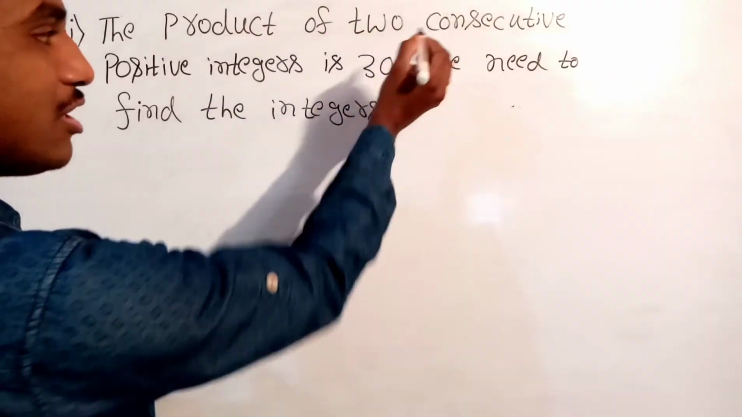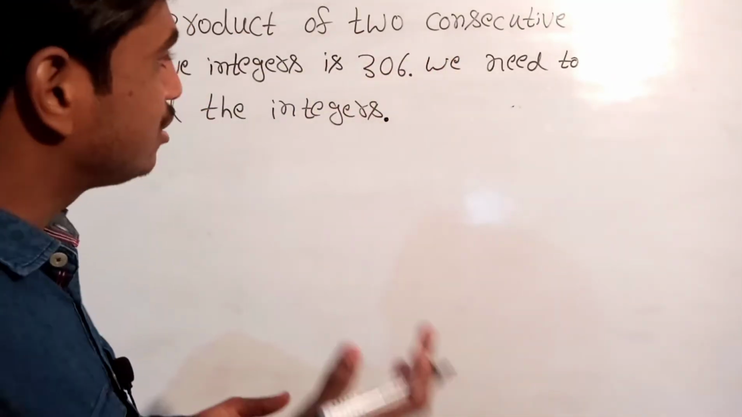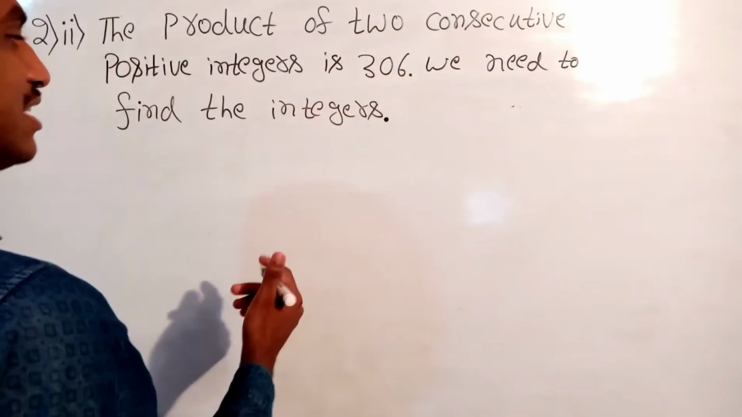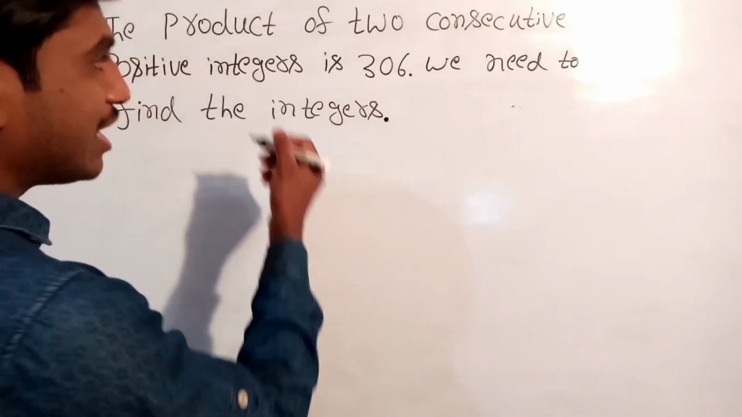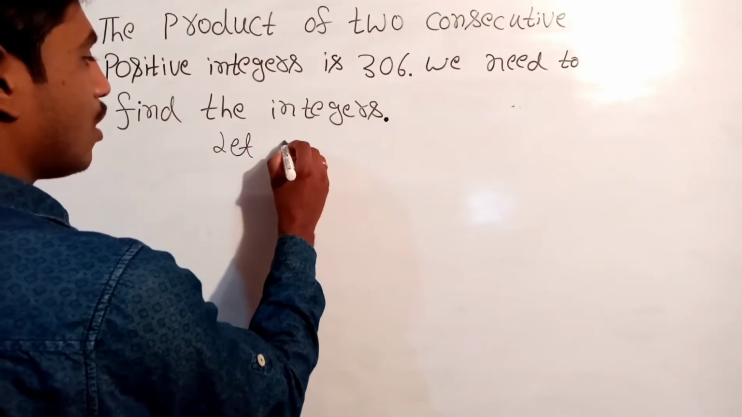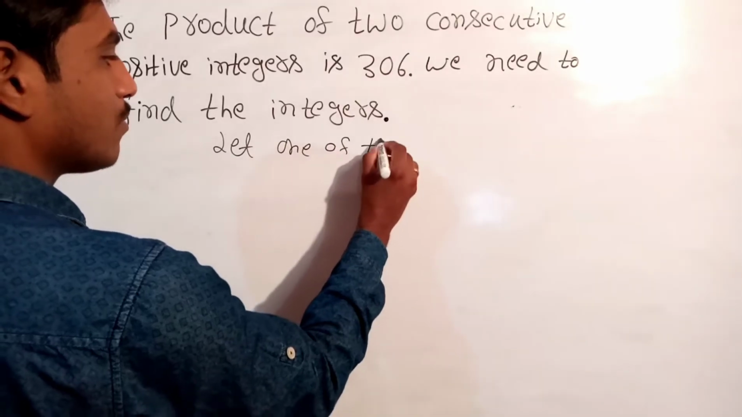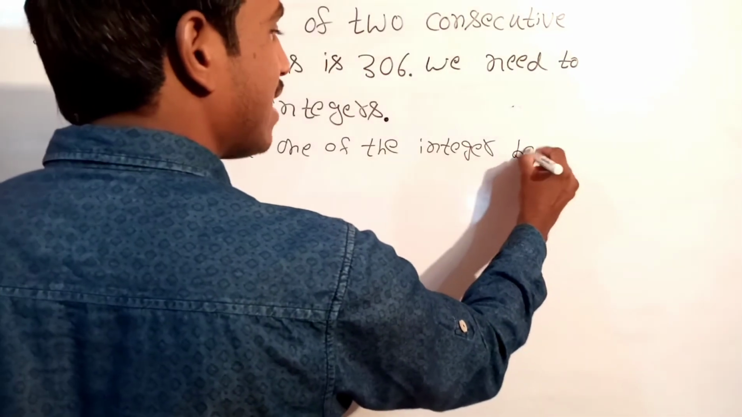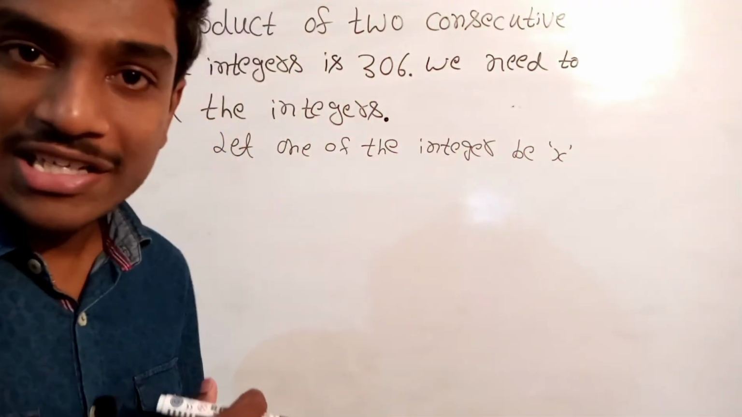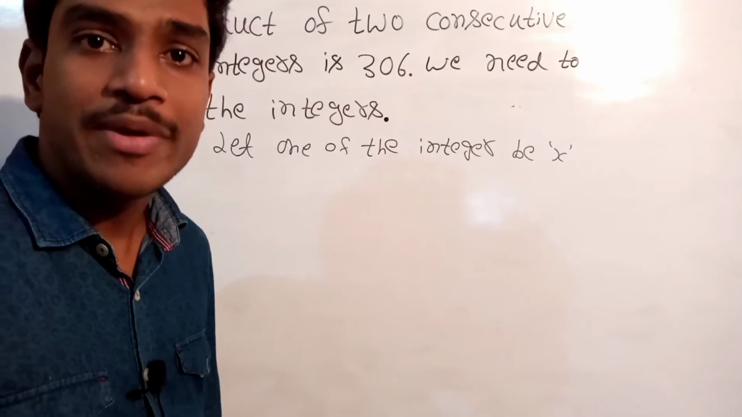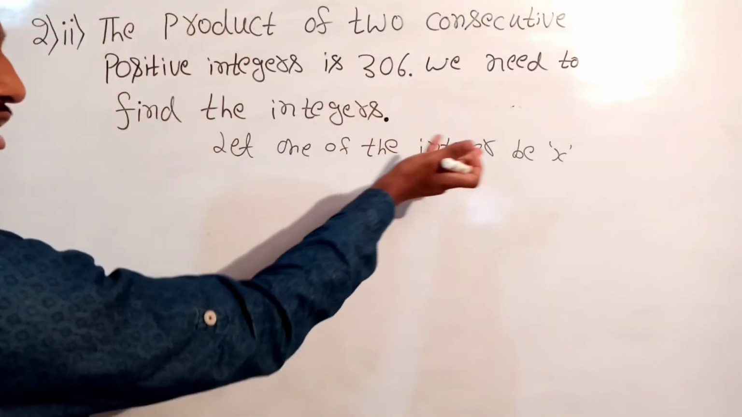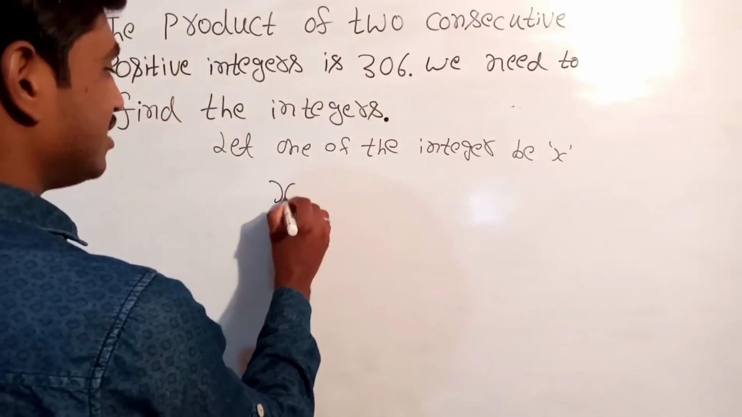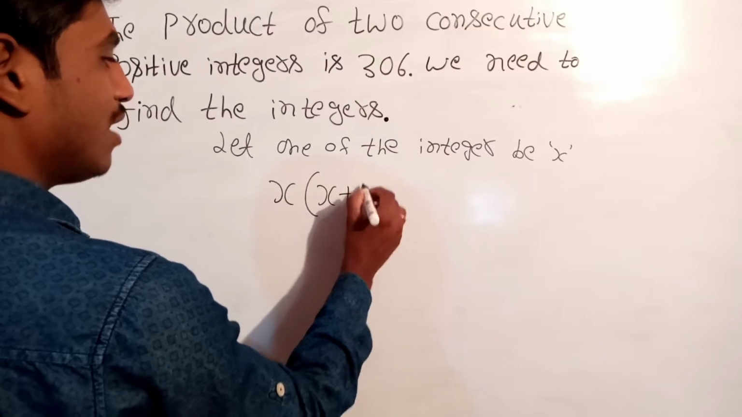So here the product of two consecutive, when we multiply two consecutive integers, the product is 306. We need to find the integers. Now I will take any one of the integer. Let one of the integer be x. So I've taken one integer as x. The next integer obviously it will be x plus 1. So the consecutive integer will be x plus 1. Now here they are asking the product of these two. So x into x plus 1, which is equal to 306.